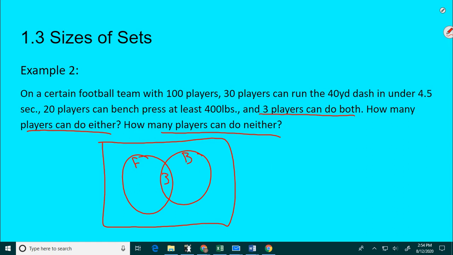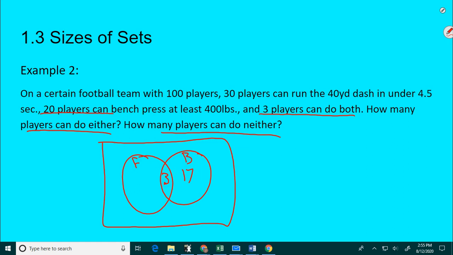Now we need to find out what goes in the outer parts. So if we go back to our information, 20 bench at least 400. So the B circle is 20. You already have 3 right here. So that means you have 17 left there. Okay, take note of that. The whole circle has to add to 20. That's a really, really common mistake. A lot of people will put 20 where I put that 17.